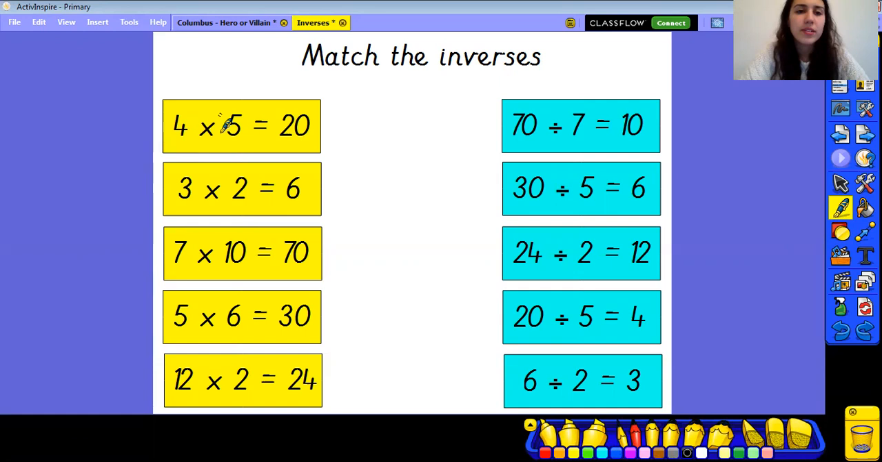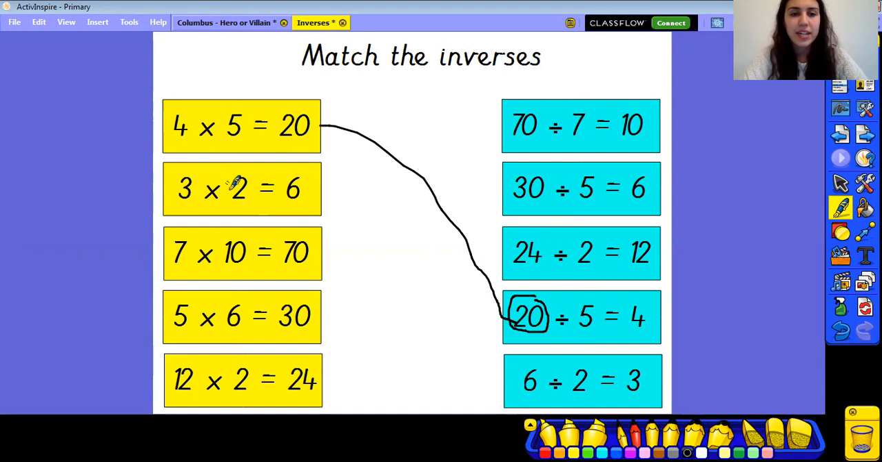So 4 times 5 equals 20. So I am looking for a division that will have 20 as its whole, and the whole goes at the beginning. So it's not this one, it's not this one, it's not this one. This one has 20 as its whole. So we've got 20 divided by 5 equals 4. So then I would match these 2 together.